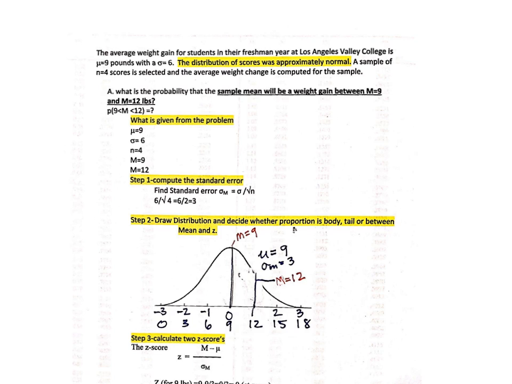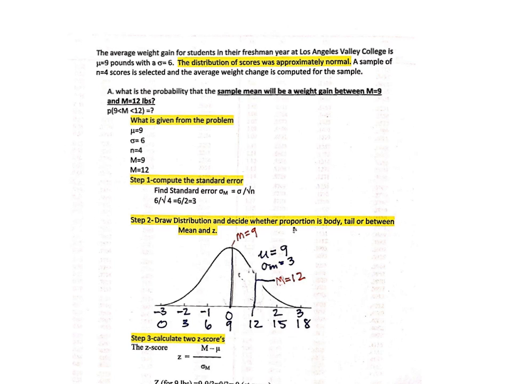So we're using the same set of parameters that we've used in our other two problems. We still have that the average weight gain for students in their freshman year at Los Angeles Valley College is mu equals 9 with a standard deviation of 6. So essentially it's 9 pounds with a standard deviation of 6 in the population. We know that the distribution of scores is approximately normal, which is important, otherwise we can't use the z-score, and a sample of n equals 4 scores is selected, and the average weight change is computed for the sample.